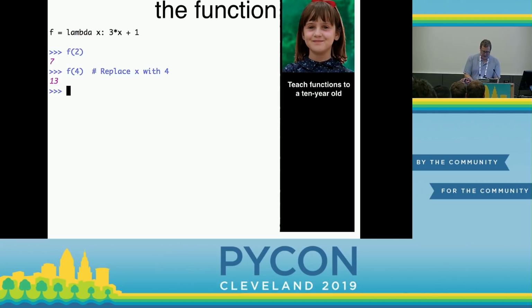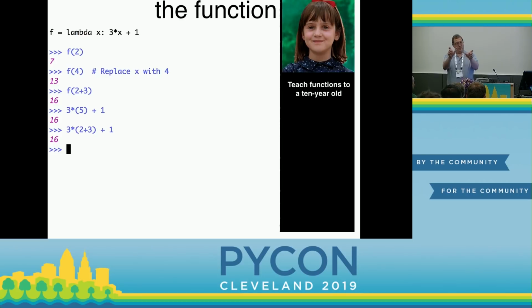There are some interesting things you could get into with a kid, like: what if you have f(2 plus 3)? How does that work? You're going to get 16, but do you do the 2 plus 3 first? Do you get 3 times 5 plus 1? Or do you literally take the 2 plus 3 and plug it in for the x? There are some variations there, but basically with a function, you take the thing in parentheses and you substitute the x. Okay, so you have that.